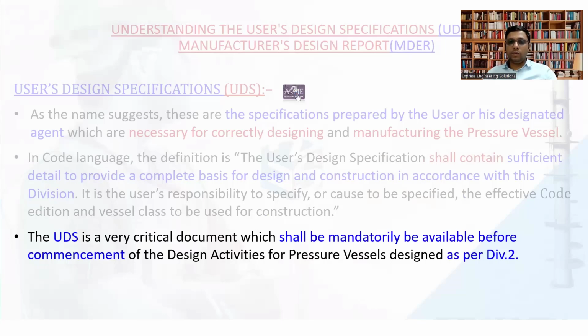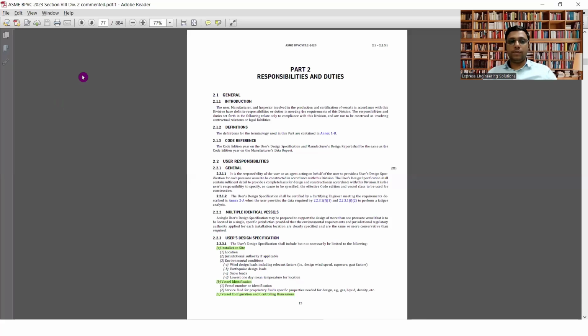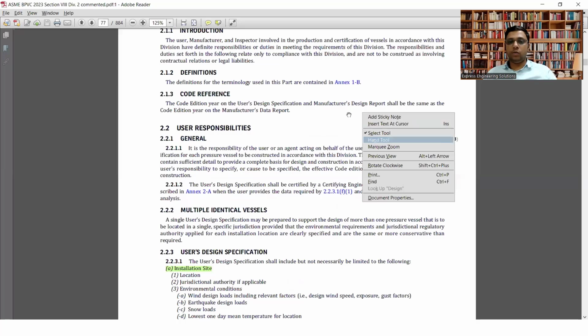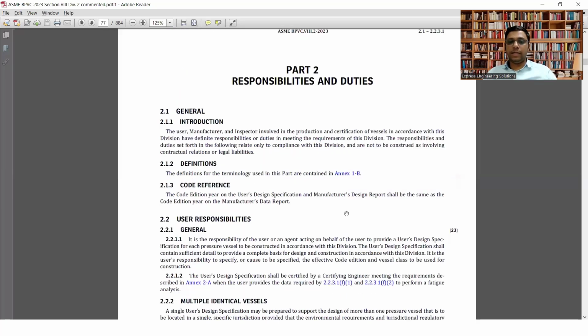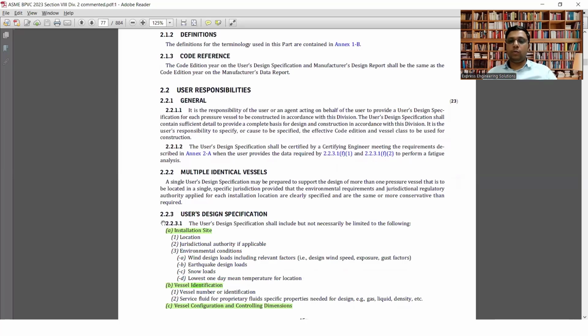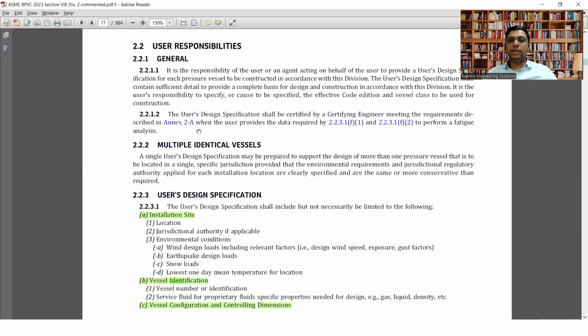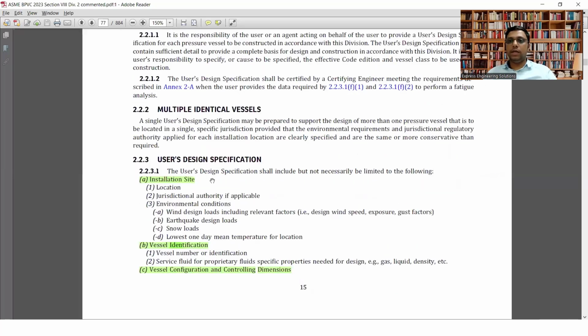What are the UDS requirements? What are the different things that need to be specified by the user in the UDS? So let us open the code. If we go to Part 2, responsibilities and duties, in that, clause number 2.2.3 will tell us about the requirements of the user's design specifications. So if you would like to get into the details, you have to refer to clause 2.2.3, which is for the user's design specification.